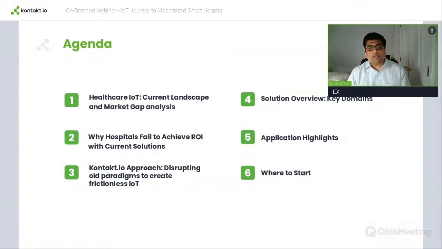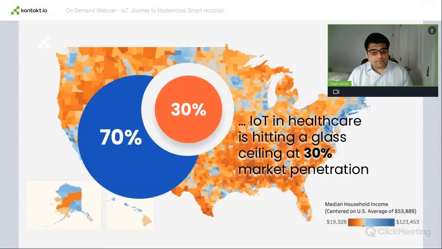All right. So let's begin with looking at current landscape of IoT in healthcare, particularly in the North American market. So overall, IoT and RTLS have been around for almost 2 decades, with at least 10 big vendors in the industry offering solutions built over a few different technology stacks and at various price points.